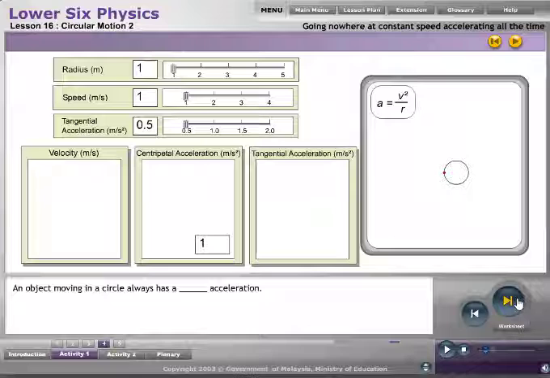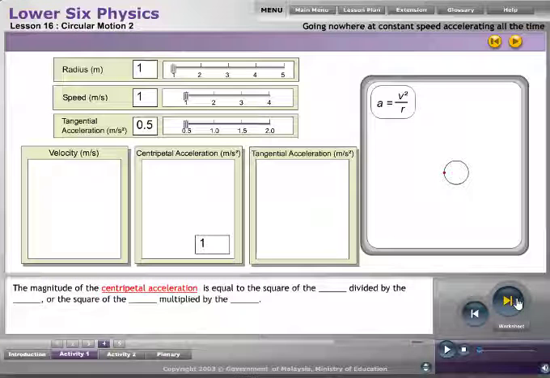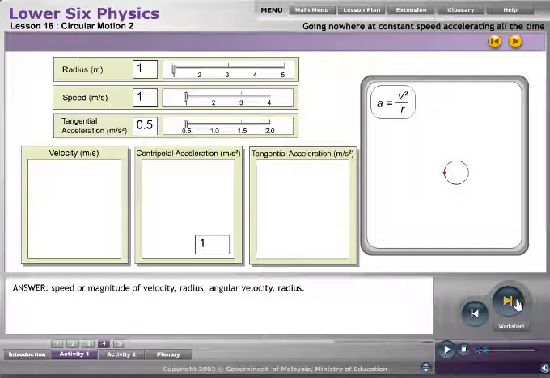An object moving in a circle always has a blank acceleration. Answer: centripetal. The magnitude of the centripetal acceleration is equal to the square of the blank divided by the blank, or the square of the blank multiplied by the blank. Answer: speed or magnitude of velocity, radius, angular velocity, radius.